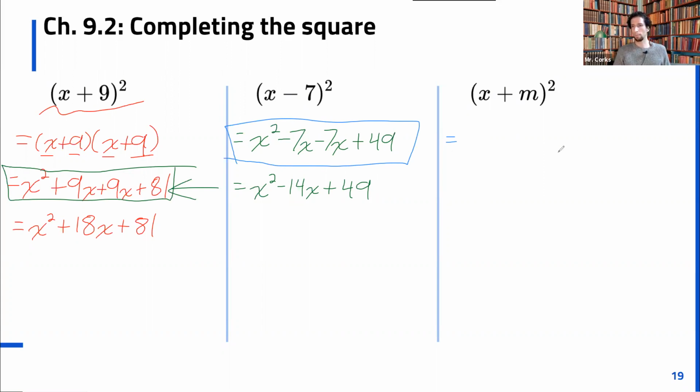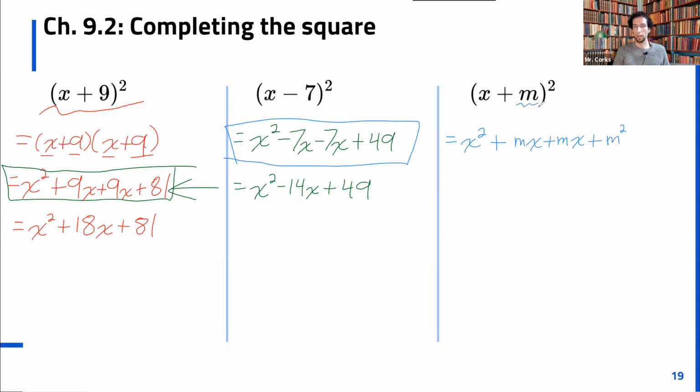What's the first line? x squared plus xm plus xm. Plus, I'm going to write it as mx, plus m squared.